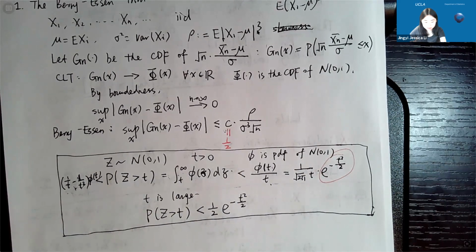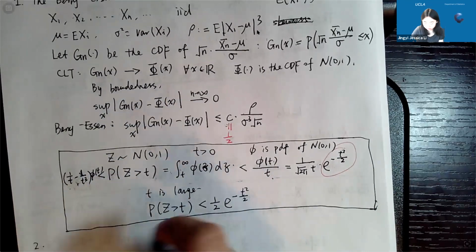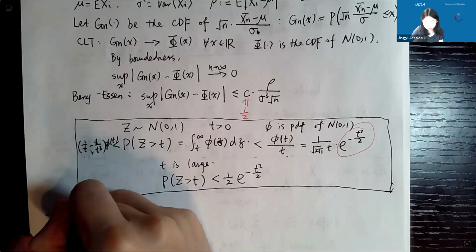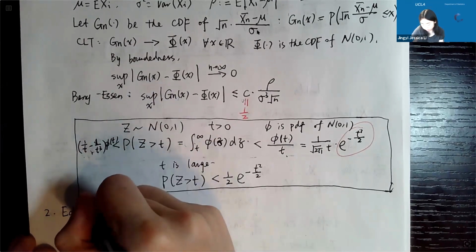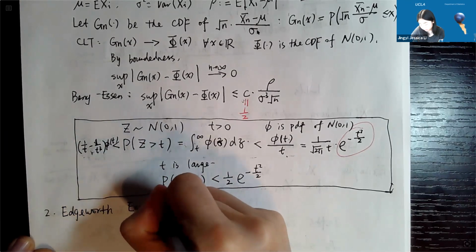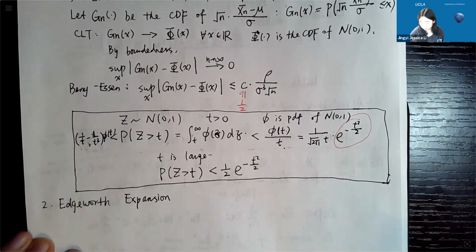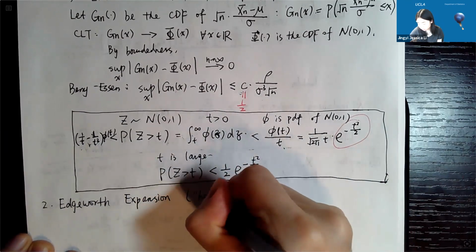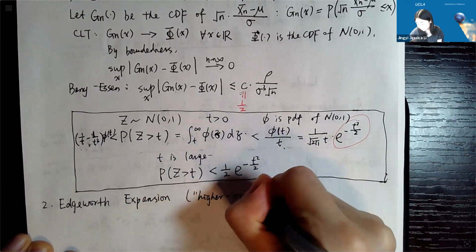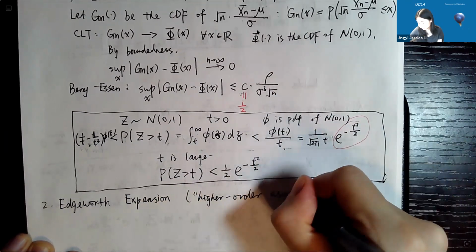And a related thing is what we call the Edgeworth expansion. So I'm going to be quick about this. I think it's just something it's good to know. So the Edgeworth expansion is related to what people in classic statistics call higher order asymptotics.